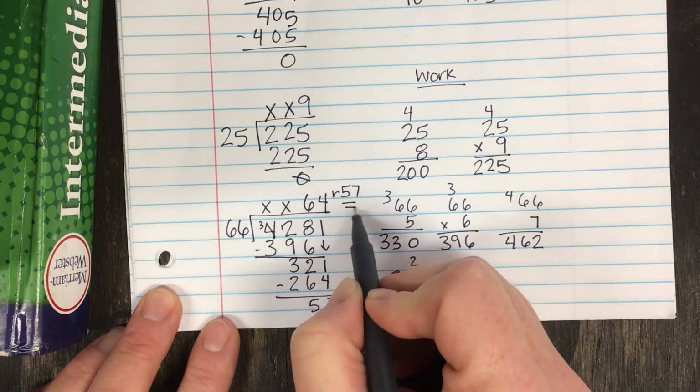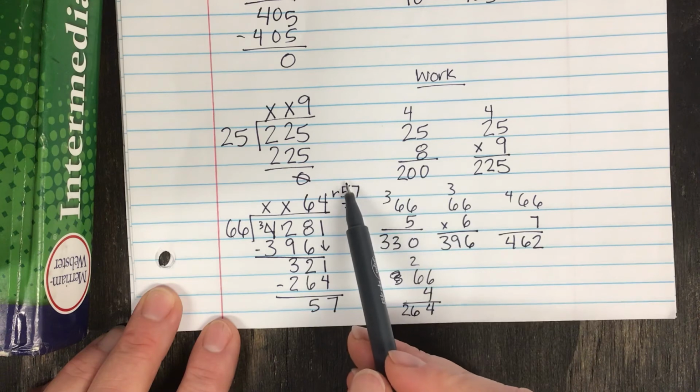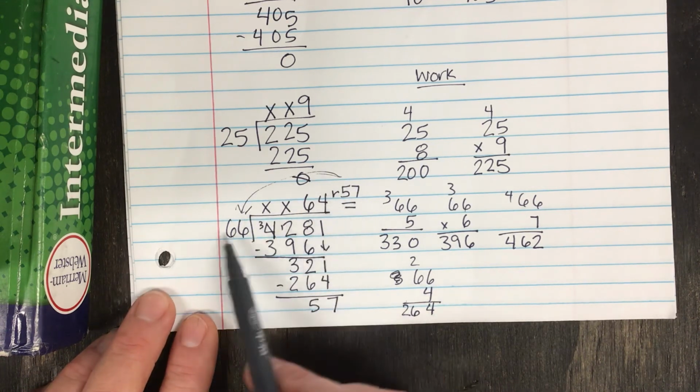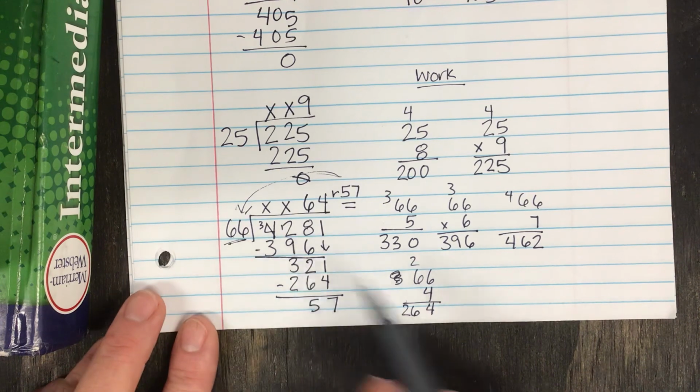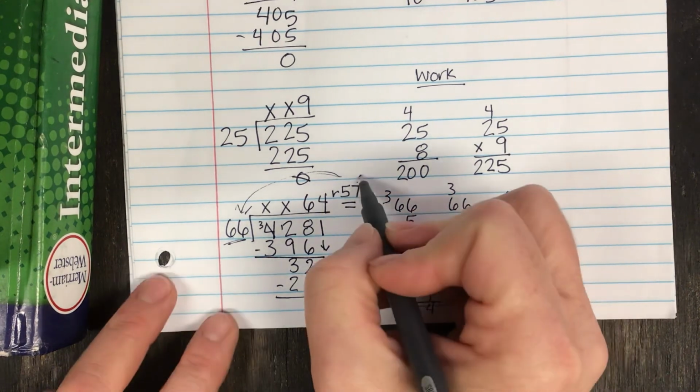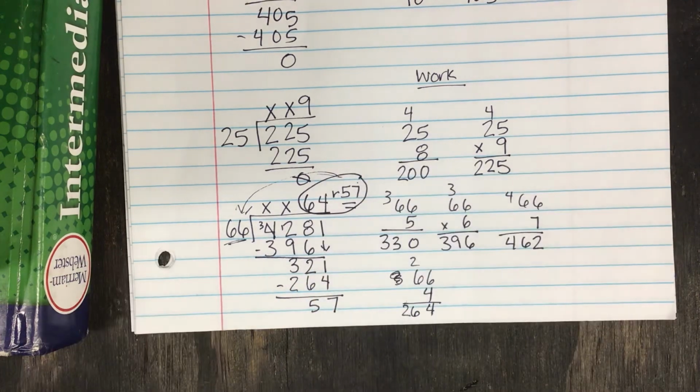We've never had a remainder so high. As long as your remainder is not higher than your divisor, then it's okay. If your remainder was higher than your divisor, that means you could have taken a whole other group out. You didn't go high enough. So as long as your remainder is less than your divisor, you're good to go. So my answer is 64 with a remainder of 57.